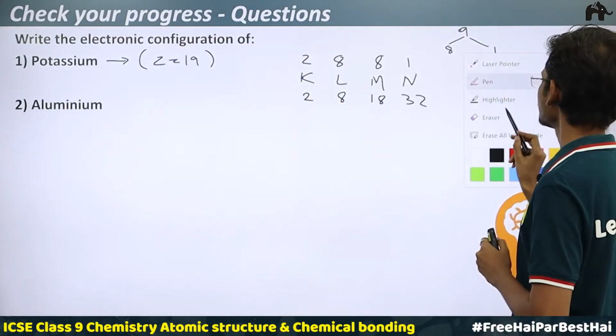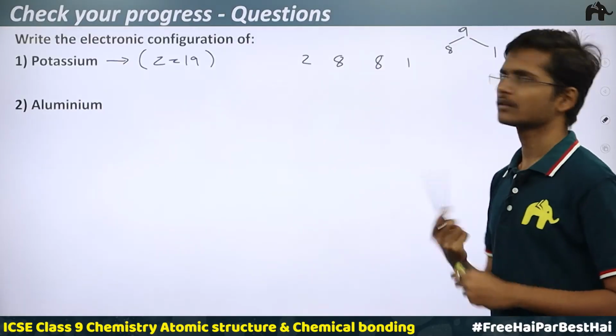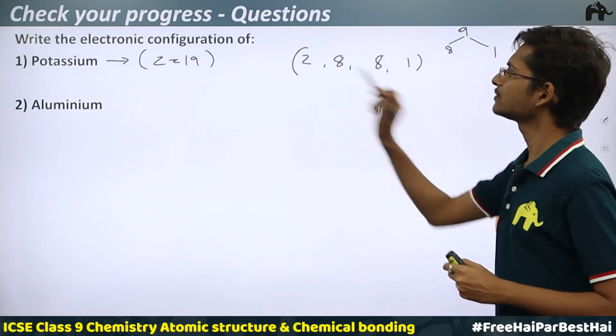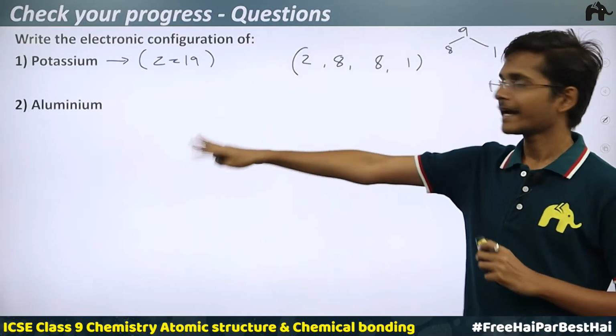After writing this, you can simply erase the shell letters and the capacities, and just put the commas and brackets. Okay, fine.